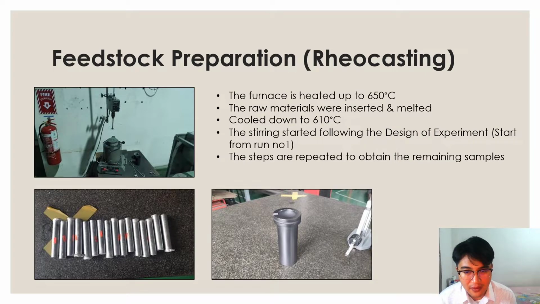After the raw materials are cut, we proceed to feedstock preparation, or rheocasting. First, the furnace is heated up to 650 degrees Celsius, and the raw materials are inserted and melted. Once the raw material is melted, it is cooled down to 610 degrees Celsius. The stirring starts following the design of experiment, starting from run number 1, and the steps are repeated to obtain the remaining samples. So lastly, we get 16 samples from rheocasting.